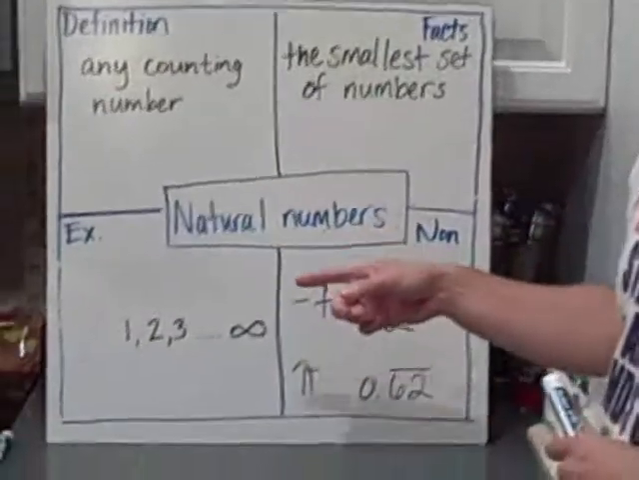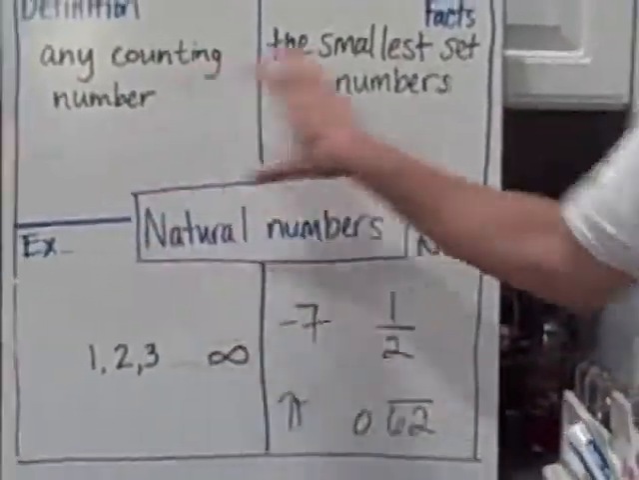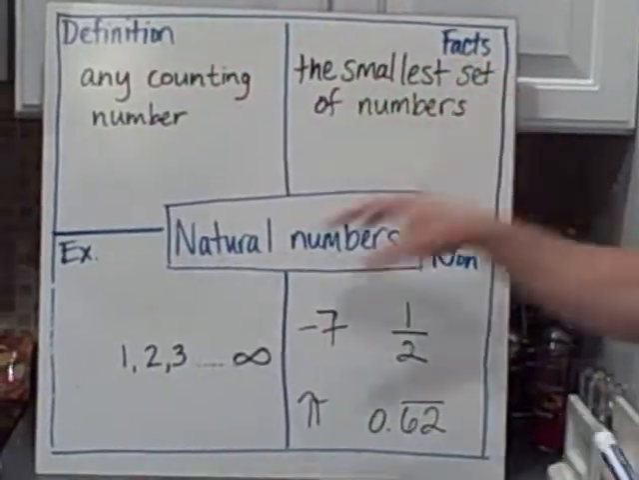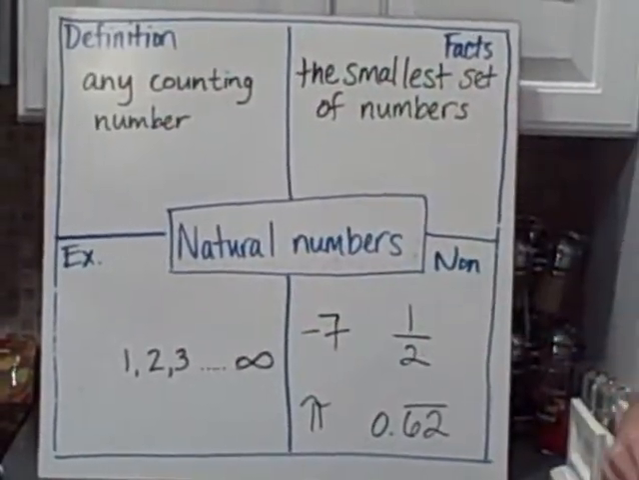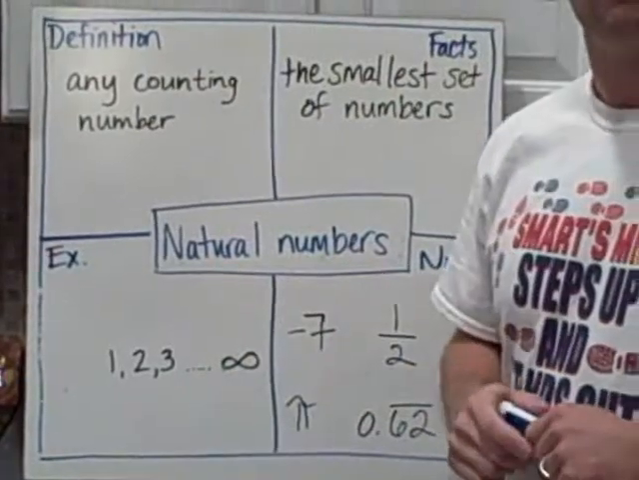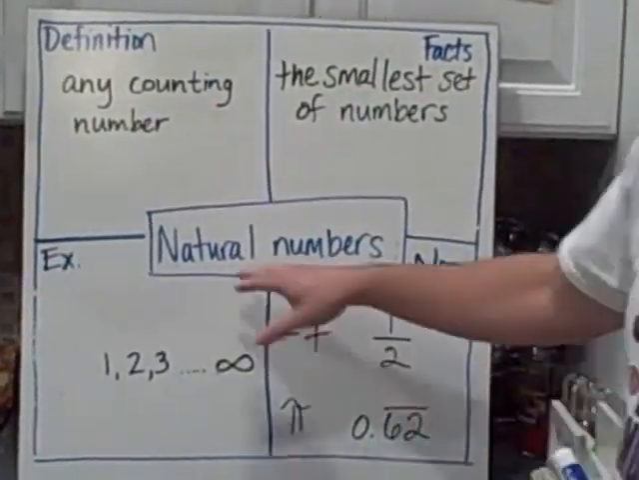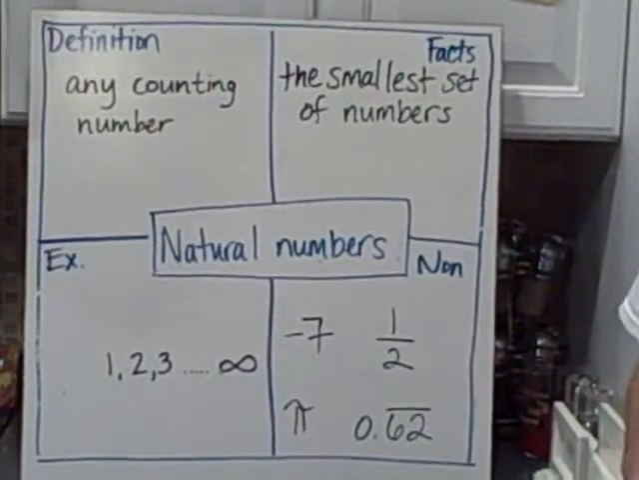All right, so what I want you to do is take out your Frayer model worksheet that looks like this, where it says definition and facts and examples and non-examples. And we're going to go ahead and fill in some notes on those. You're going to need about 5 of them. All right, so you're going to start with the natural numbers in the middle.